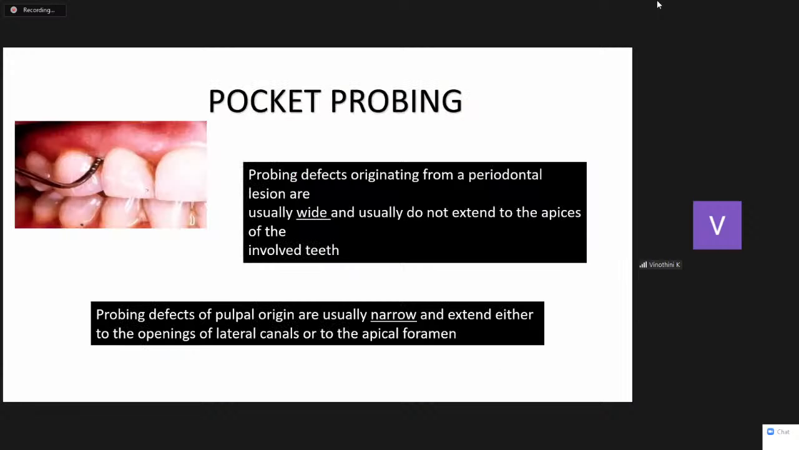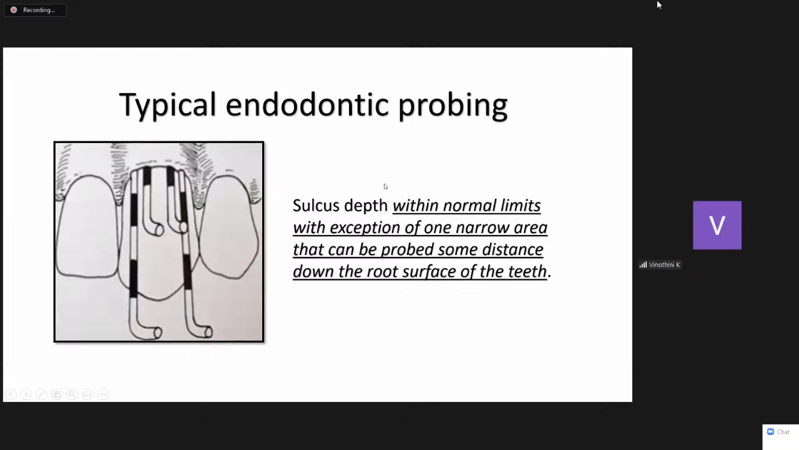And pocket probing defects. All the perio pockets are wide because of the bone loss. All the perio pockets are wide and shallow. Shallow in the sense that there is no need for deep pockets in perio infection, and only in the pulpal lesion is there going to be narrow and deep pockets. Narrow pockets in the pulpal, and in the perio it's going to be wide and shallow pockets.